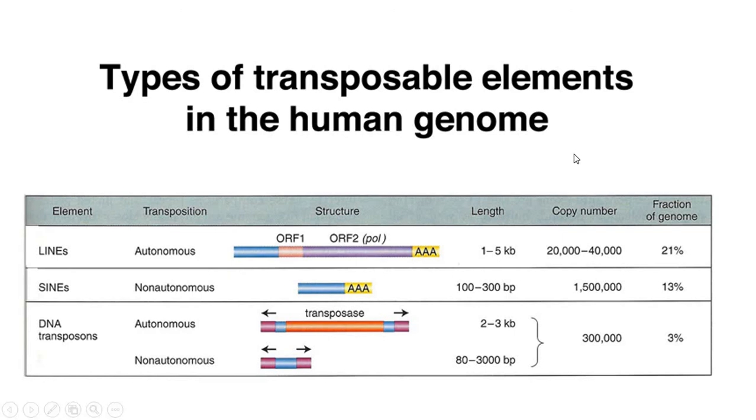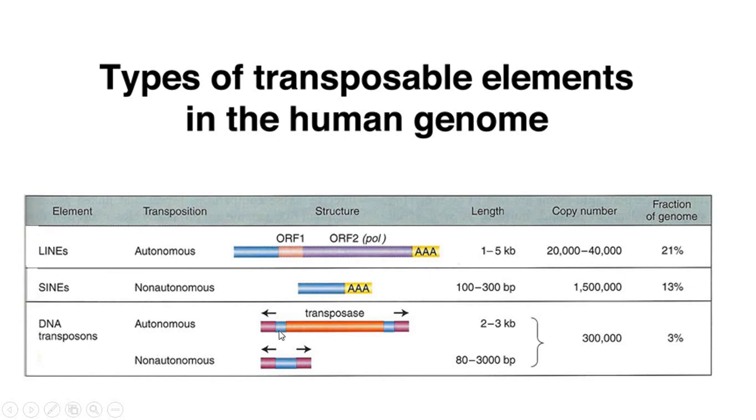So just to show you an example of the types of transposable elements in the human genome: the LINEs are autonomous. That means they can transpose from one place to another. They have everything they need. The copy number is about 20 to 40,000. They make about 21% of the genome. SINEs, the short interspersed nuclear elements, are non-autonomous. As I mentioned, most of these LINEs lack the 5' UTR, and these SINEs do not lack that 5' UTR of LINEs. They make about 13% of the genome.